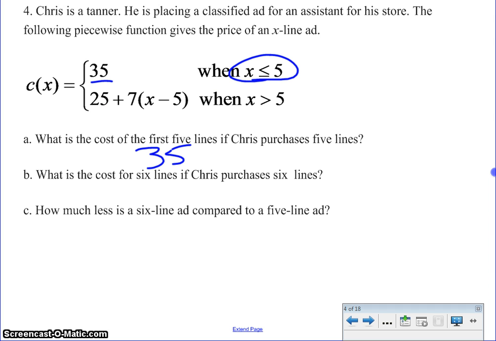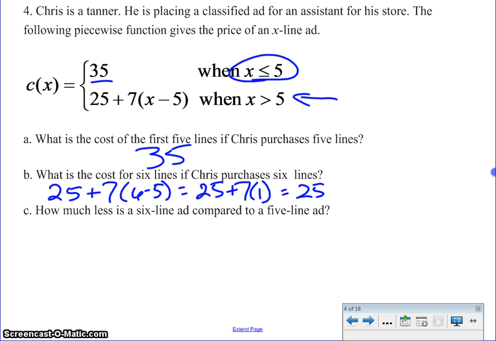The second question, what is the cost for 6 lines if Chris purchases 6 lines? Well, 6 is greater than 5, so I now know I need to use the second equation. So it's 25 plus 7 times (6 minus 5), which equals 25 plus 7 times 1, which is 25 plus 7. So the total cost is $32 for a 6-line ad.